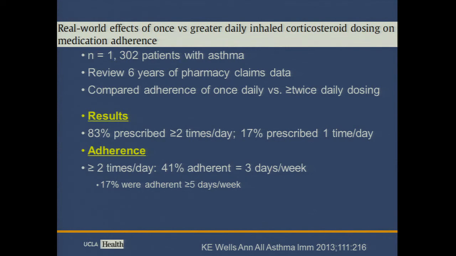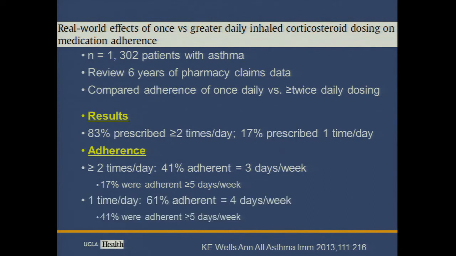When they looked at adherence, for those prescribed twice daily or more, the average adherence was 41%. So that translates to 3 days per week. If we look at those who were adherent at least 5 days per week, so at least 75% adherent, which is the goal we would be striving for, only 17% met that standard when they were prescribed twice a day or more for their inhaled corticosteroids. For those who were prescribed once a day, the average adherence was 61%, so on average 4 days per week. And if we look at the standard of being at least 75% adherent, 41% met that standard.